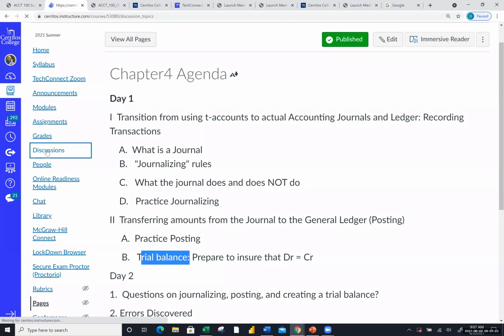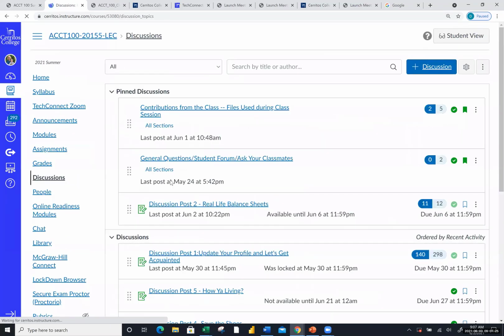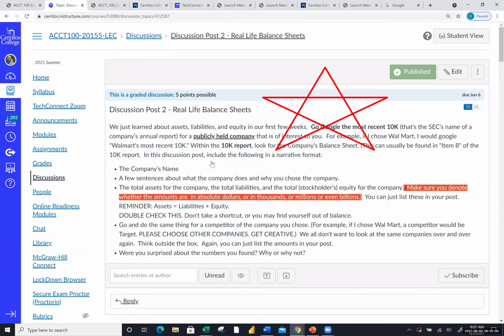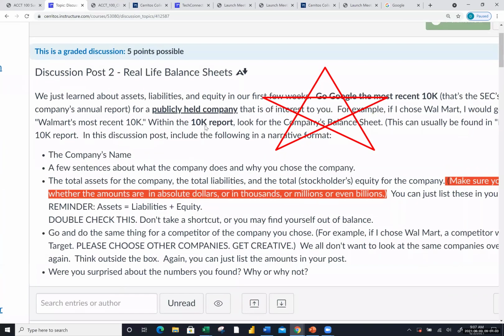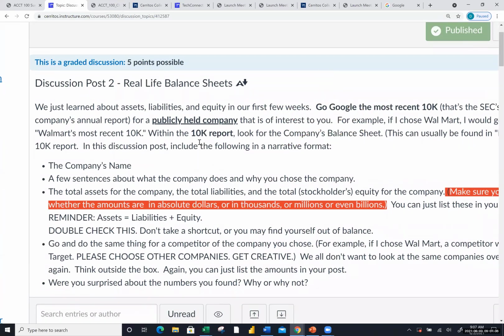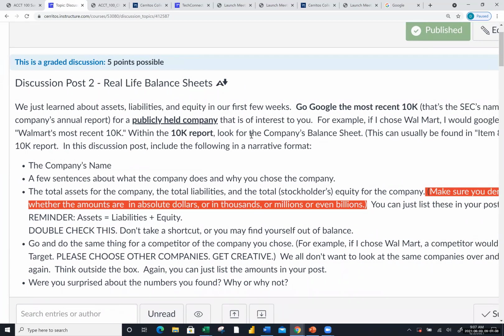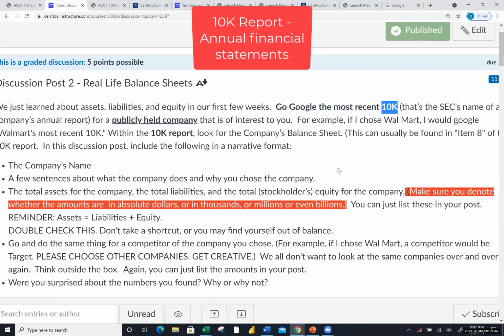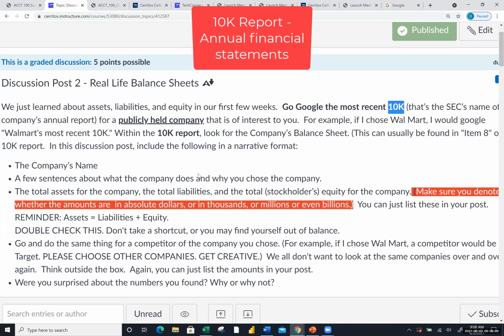So I'm going to click the discussions link. We're going to open the discussion post, and it talks about real live balance sheets. It says, we've just learned about assets, liabilities, and equity accounts in our first few weeks. Go Google the most recent 10K. That's a word I want in your notes. Every single business major needs to understand what a 10K is. That is the SEC lingo for a set of financial statements for a publicly held company. Specifically, we're going to be interested in the balance sheet.